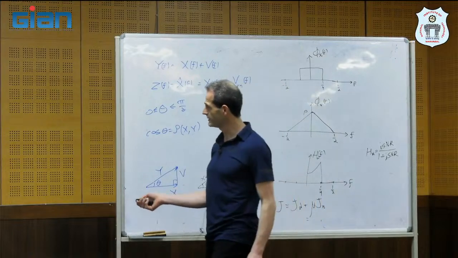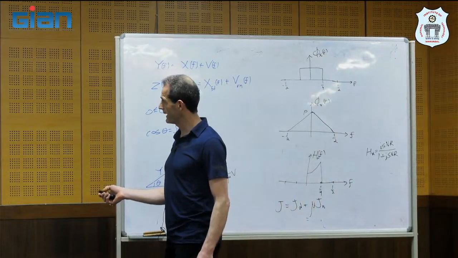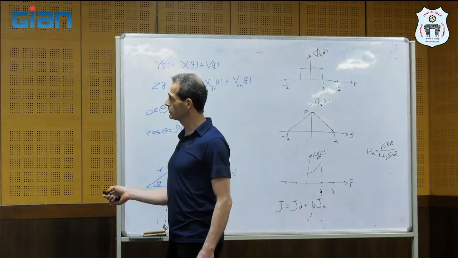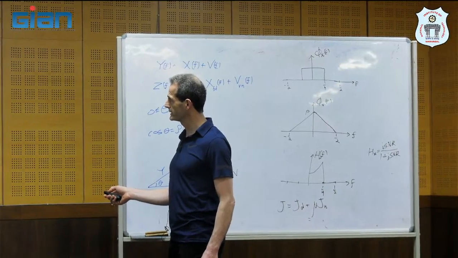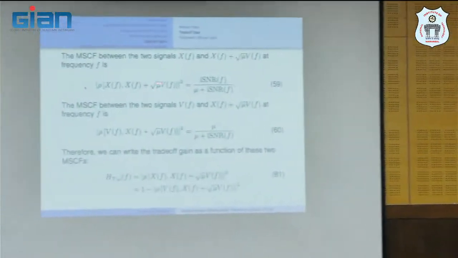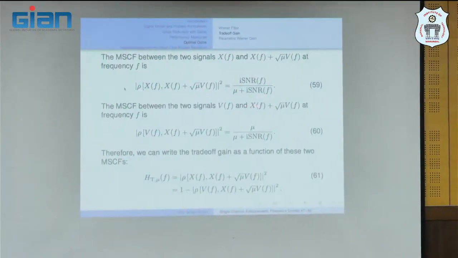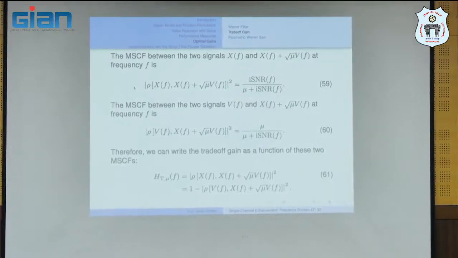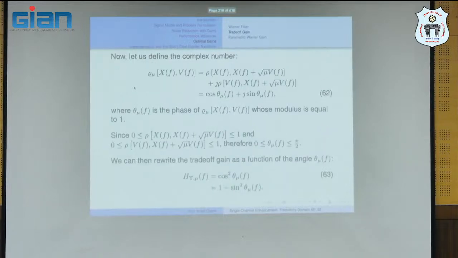Just like what we see here. Okay, so this is the angle. I will define the angle immediately, but we look for the magnitude squared coherence between x and x plus square root of mu v. And this is actually the gain of the trade-off filter. And we can define this angle. So we define it like this.